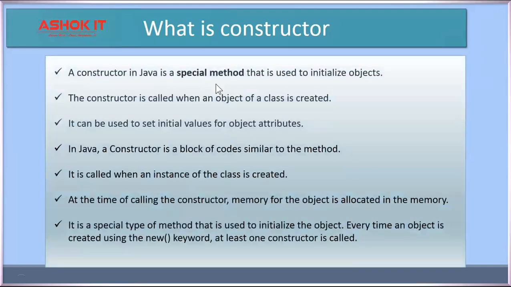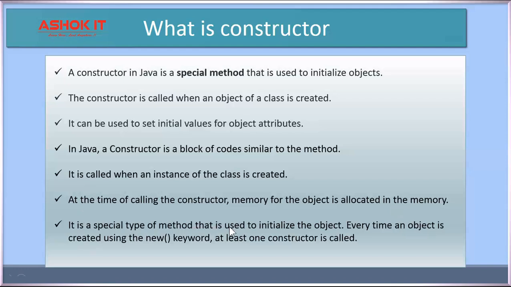A constructor in Java is a special method which is used for initializing the class objects, and the constructor is called whenever an object of the class is created. And we use a constructor for setting the initial values for object attributes. In Java, a constructor is a block of code which is similar to a method, and it is called or invoked when an instance of the class is created. That is, when we create an object for the class, the constructor is called or invoked. And at the time of calling or invoking the constructor, memory for the object is allocated.